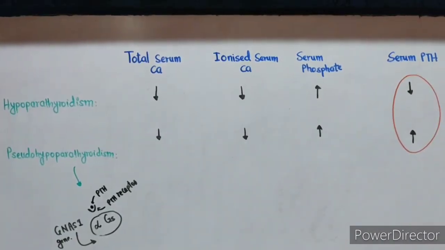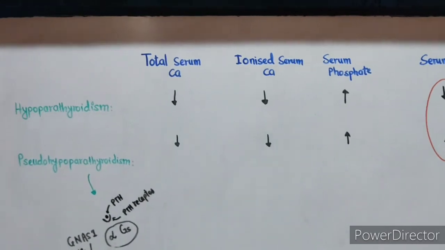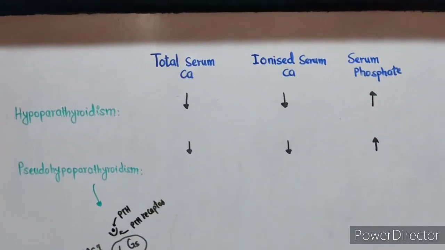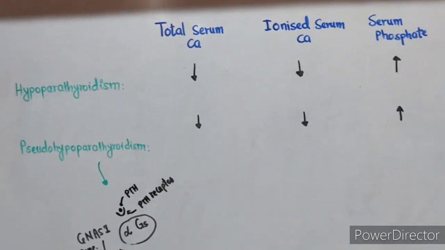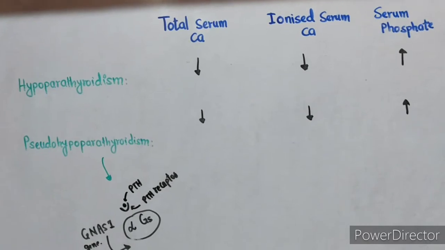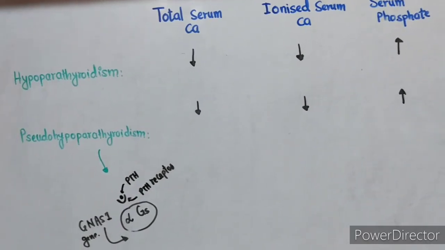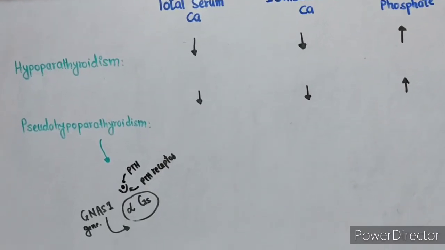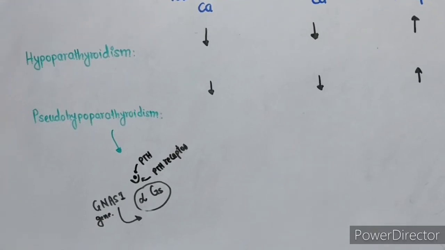Now let's compare hypoparathyroidism and pseudohypoparathyroidism. The most common cause of hypoparathyroidism is the removal of parathyroid glands during thyroid surgery. And what is this pseudohypoparathyroidism? Pseudohypoparathyroidism means there are the symptoms of hypoparathyroidism, but serum parathyroid hormone is elevated abnormally. It is like parathyroid hormone resistance.